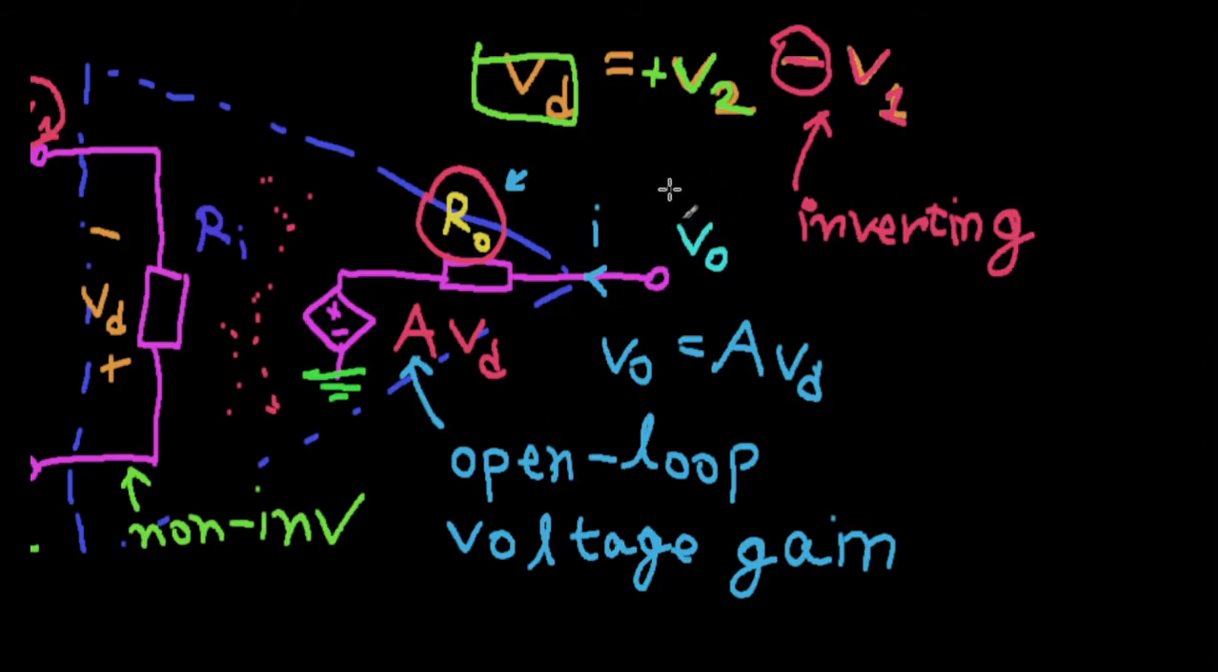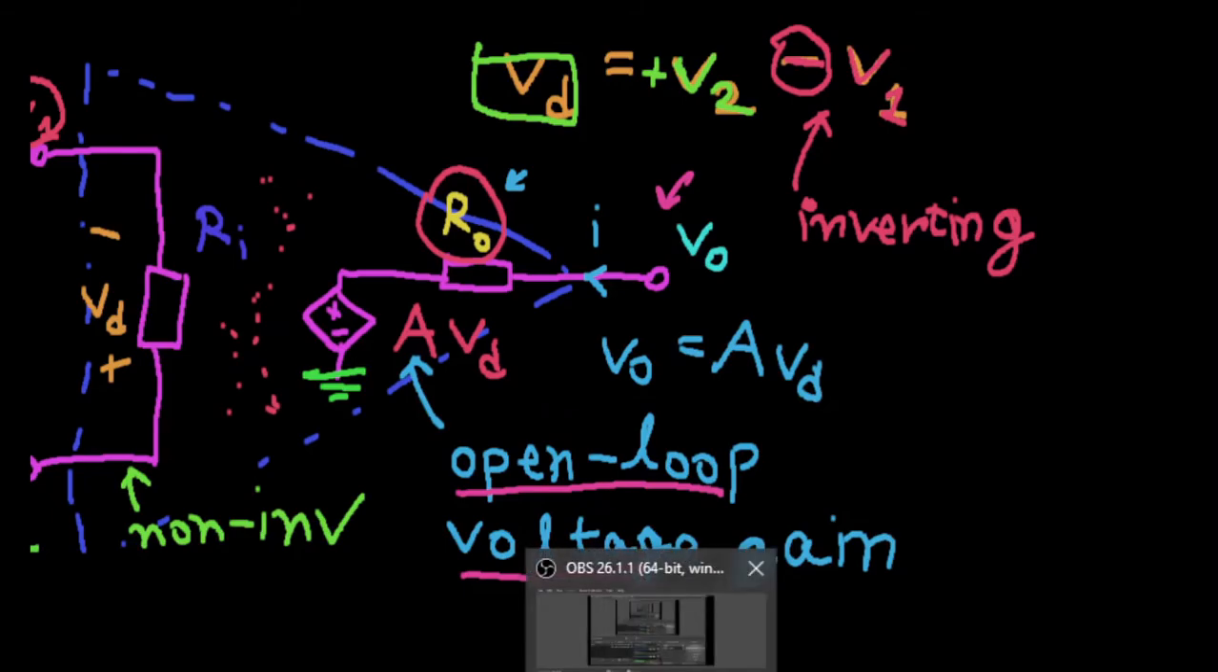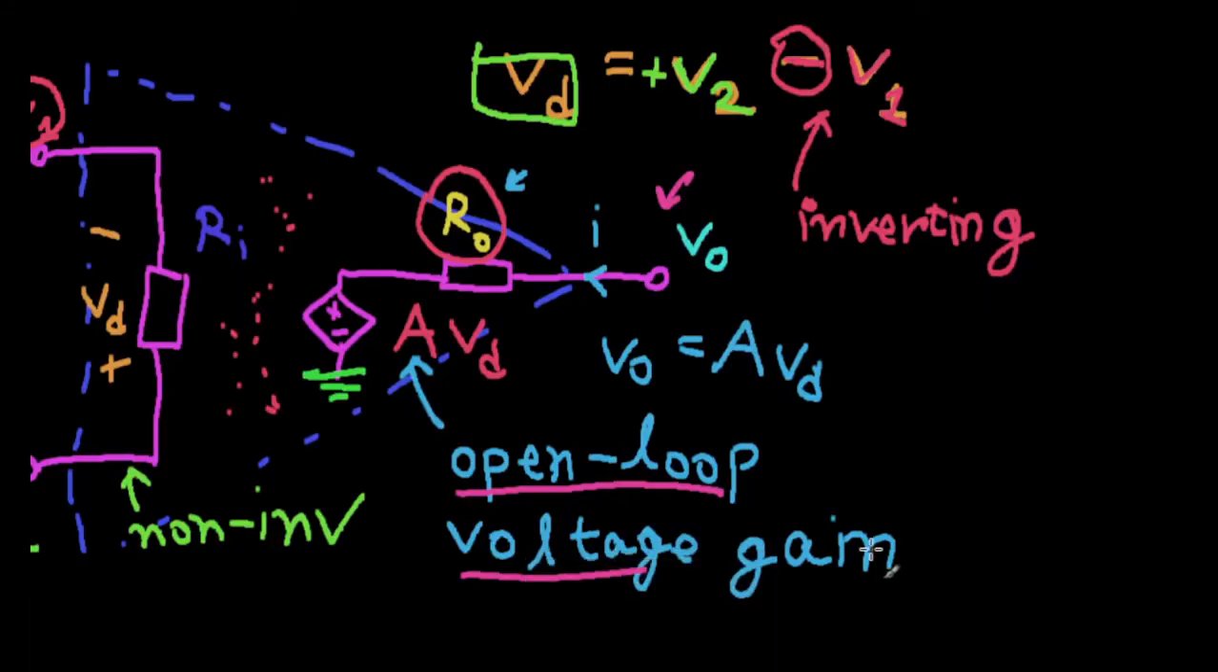Because as you can see, the loop is open. There's no complete circuit here. The loop is open, and we'll discuss more about that when we learn about feedback. But anyways, keeping that aside for now, let's see if I missed anything. No, it doesn't seem like I missed anything.